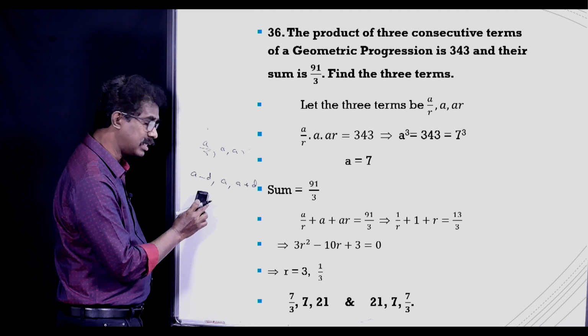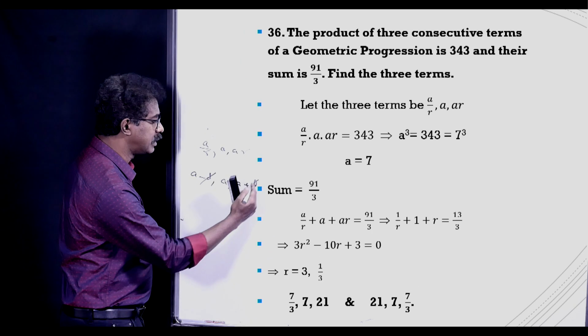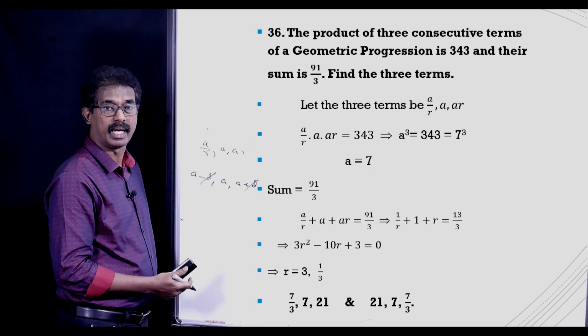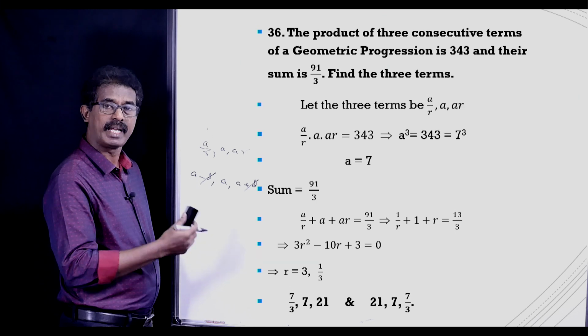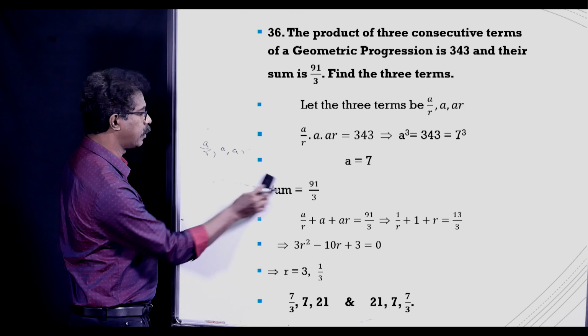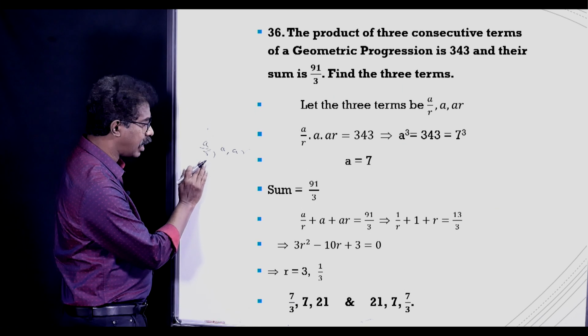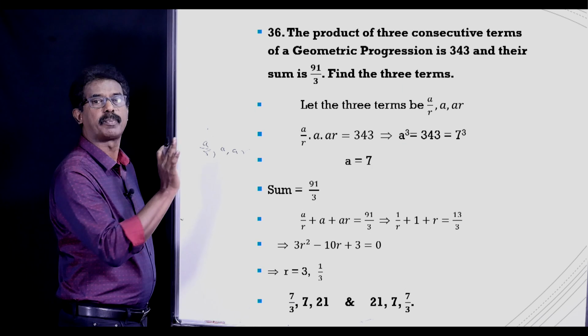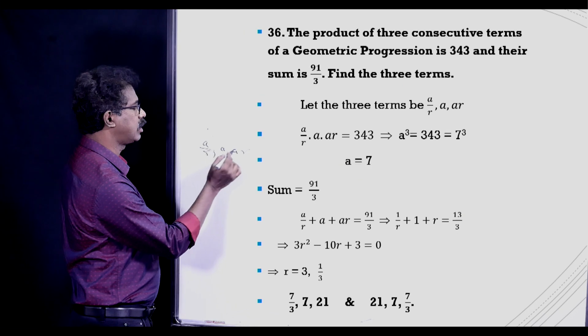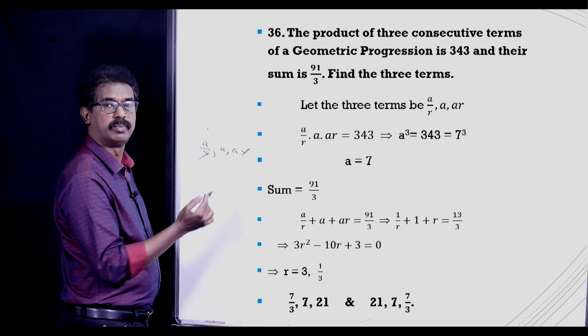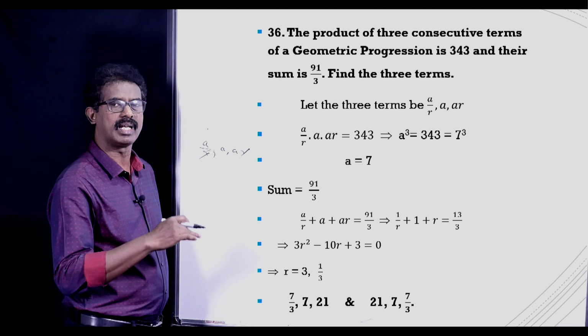If it is AP, there they normally give the sum. So when you add, minus D and plus D cancel, you will get 3A. From that you can find A. To find D, they give some other condition. But here, three terms in GP, you take it as A by R, A, AR. Here they will normally give the product. If they give the product, R cancels, A cube. From that you can find A. Then to find R, they give something.